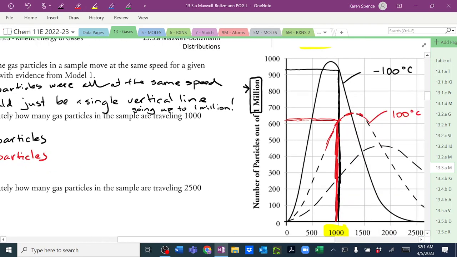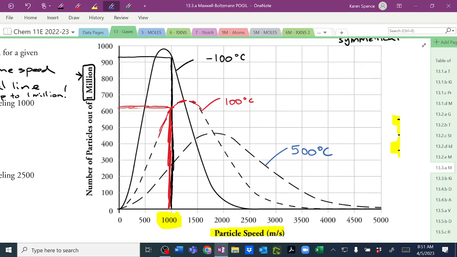And then finally at 500 degrees, this is this one here. Okay, so we're going to go up to there, and then we'll read across, and that looks about 300.